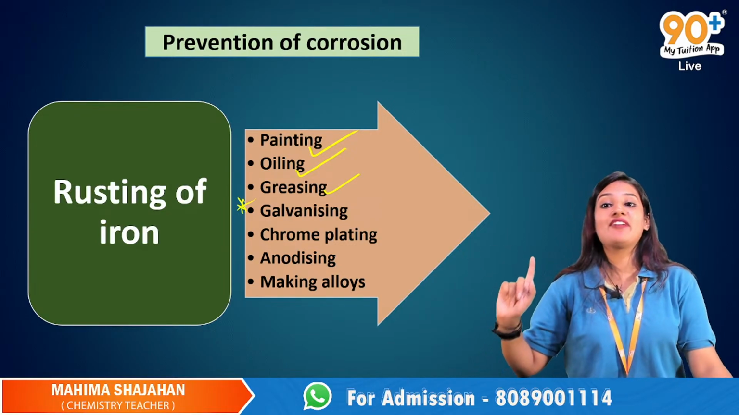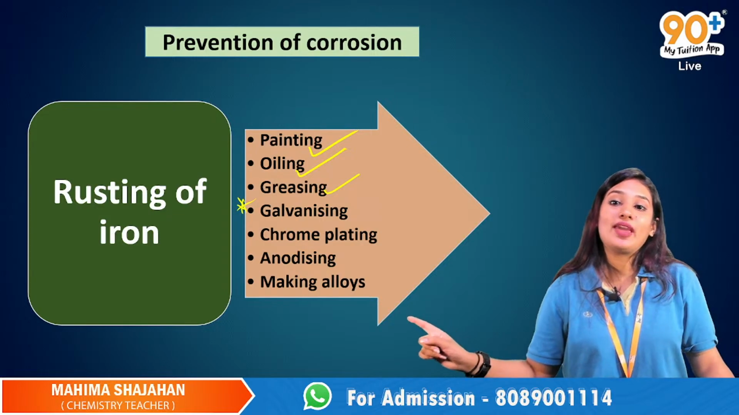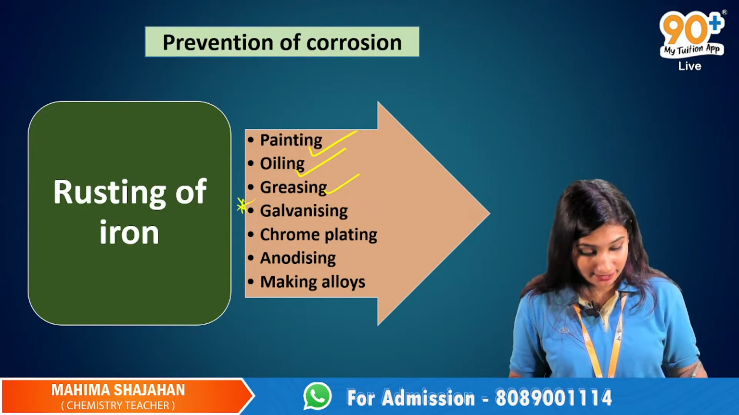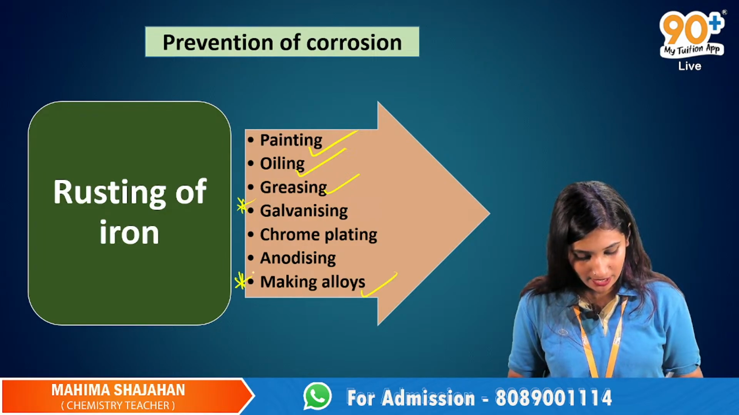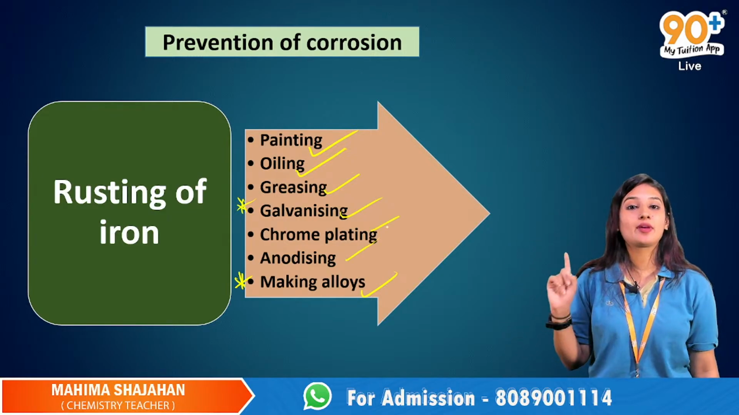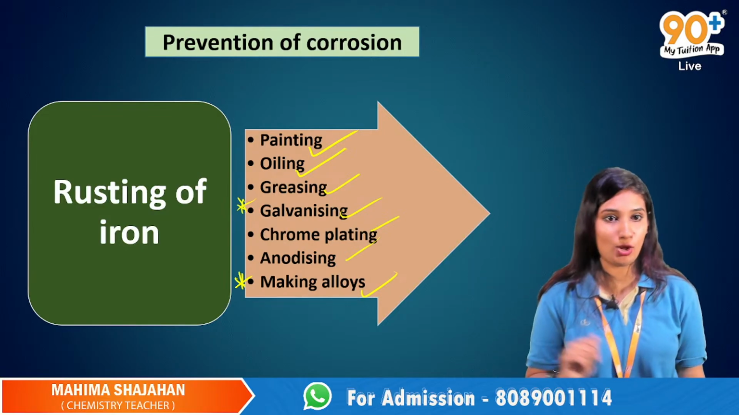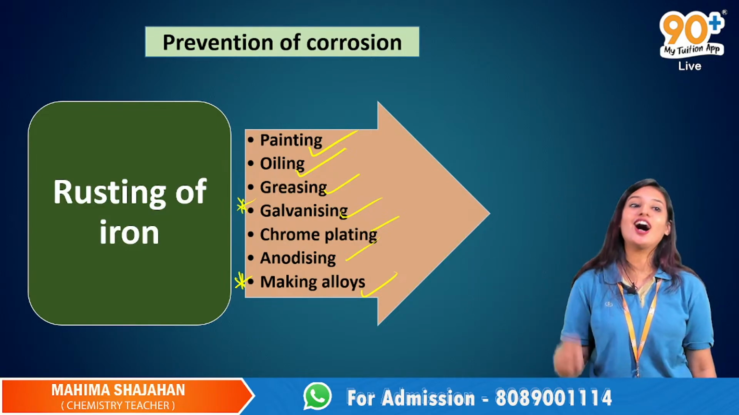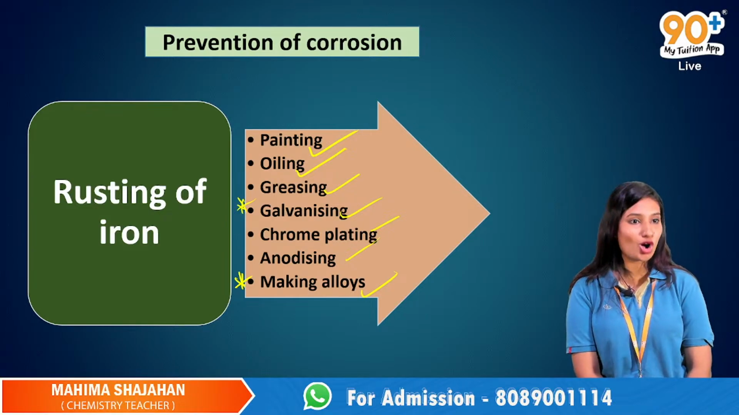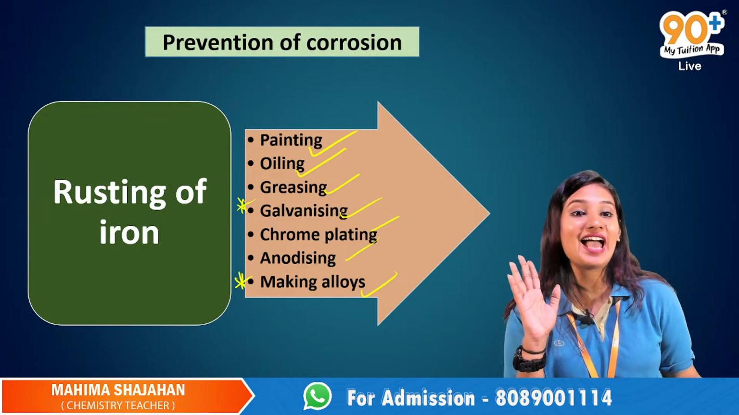Then we have anodizing, and then making of alloys. Making alloys of metals is also an important method. This prevention of corrosion is important. Galvanizing and making of alloys. First, let's see alloys. I have examples here. I have steel, I have bronze. Now, first one is galvanizing.